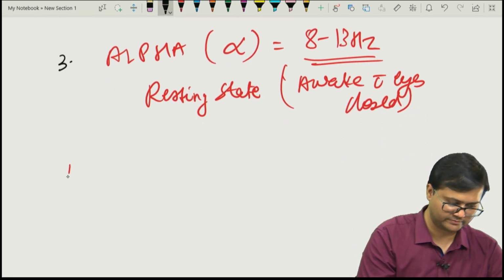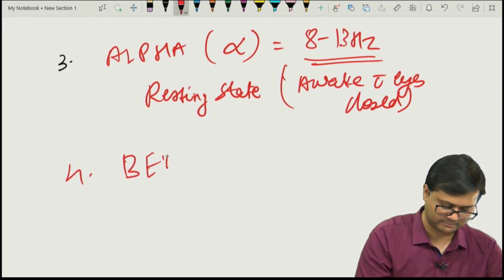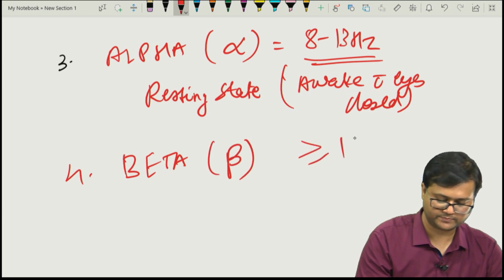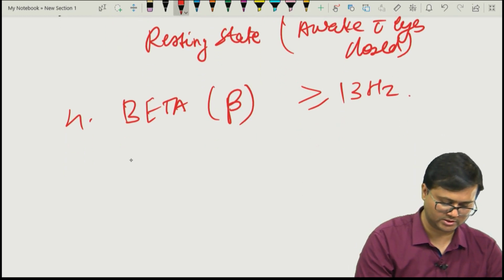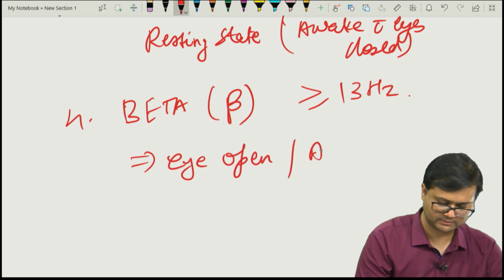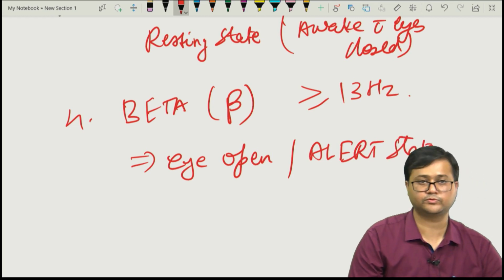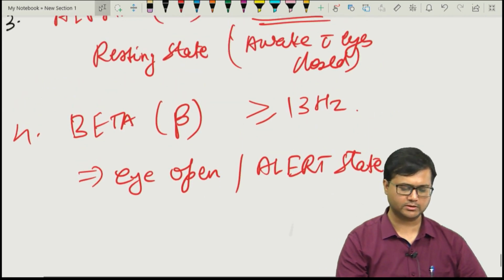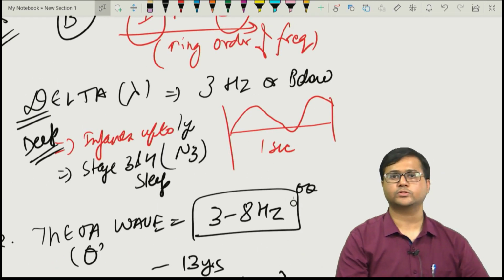And the last are the beta waves. They have a frequency of more than 13 hertz, and they are generally seen when the eyes are open and in an alert state. So these are some of the waves and the various frequencies and conditions in which they are seen. So this was about the psychiatric questions.